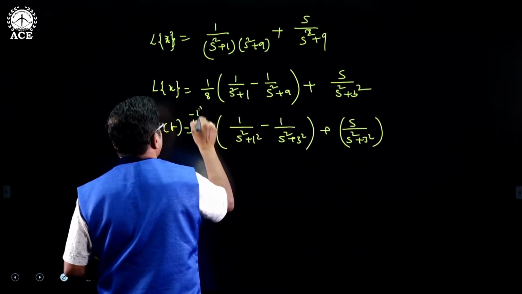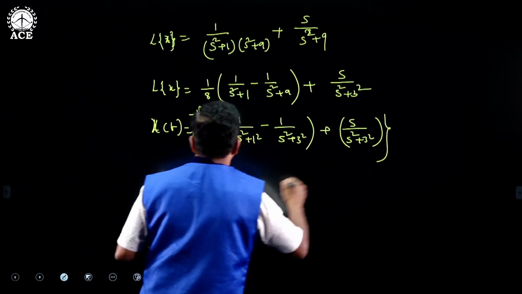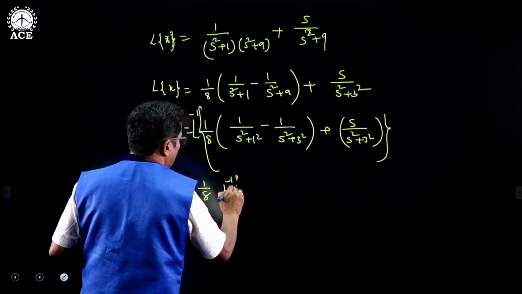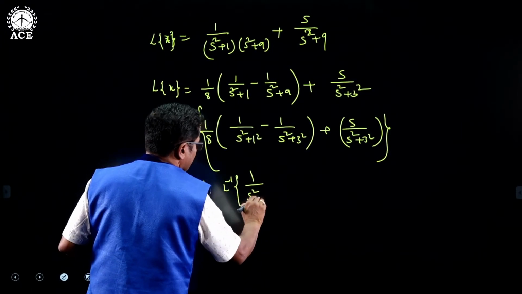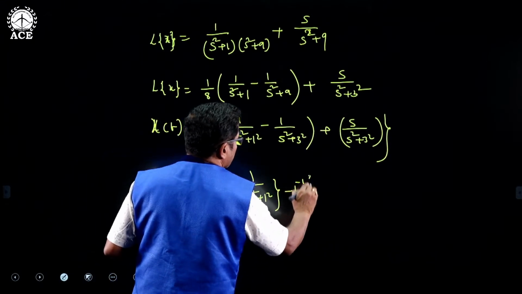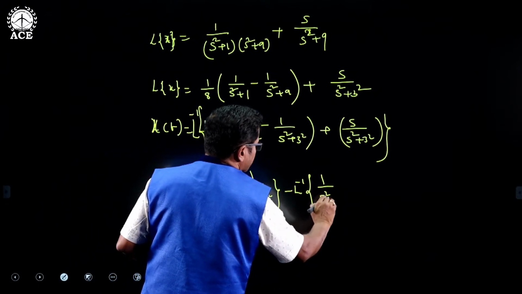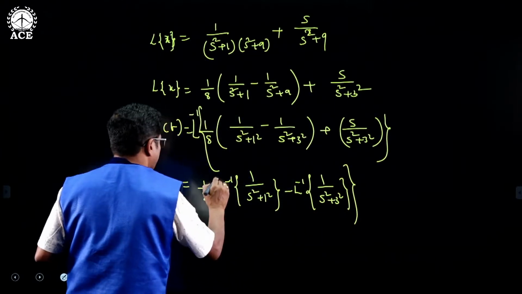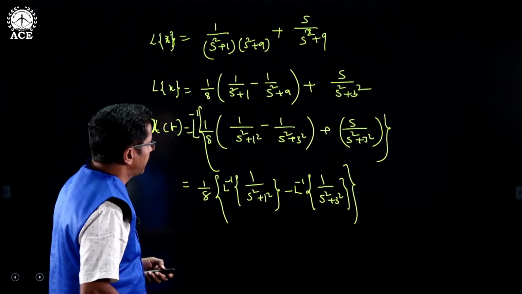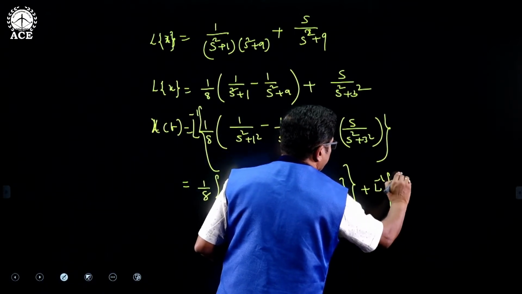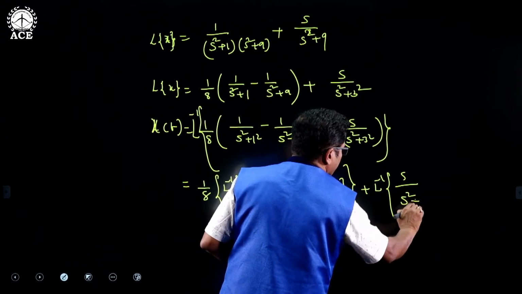L inverse. So which is equal to 1 by 8 into L inverse of 1 by s square plus 1 square minus L inverse of 1 by s square plus 3 square, under 1 by 8, plus L inverse of 3s by s square plus 3 square.